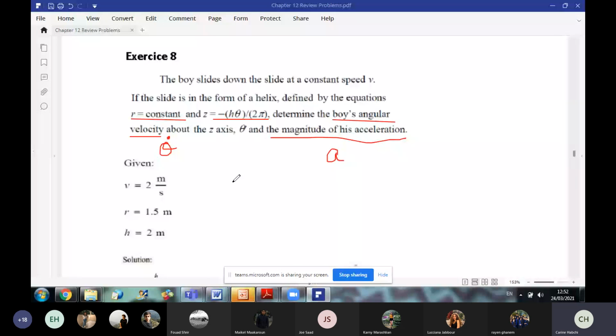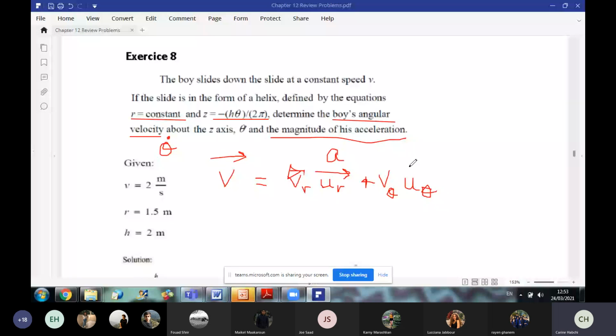So we have seen together in the course material that in cylindrical coordinates in 3 dimensions, the velocity v can be decomposed into a radial component, a transverse component, and a component along z. So v is equal to v_r times u_r, plus v_theta times u_theta, plus v_z times u_z, okay?